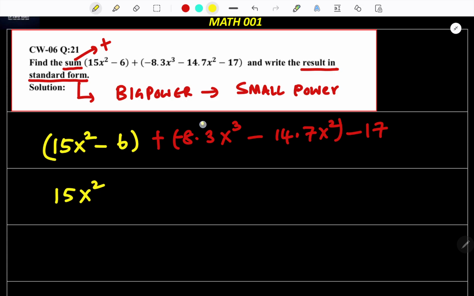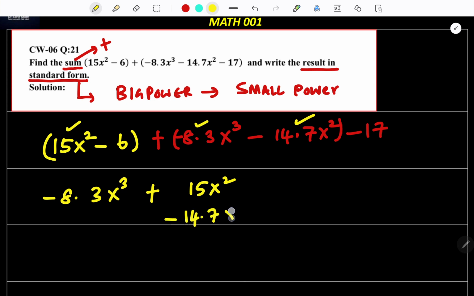15x square. Is there any other x square term here? So collect it: minus 14.7 x square. Next is minus 8.3 x cube. Is there any x cube term here? No. So let me write first the x cube term because that's the big term. So minus 8.3 x cube and then plus 15x square. This is done. Now the next is minus 14.7 x square. Why are you taking them together, teacher? Because they are all the same kind of terms. And then this is minus 6, then minus 17.